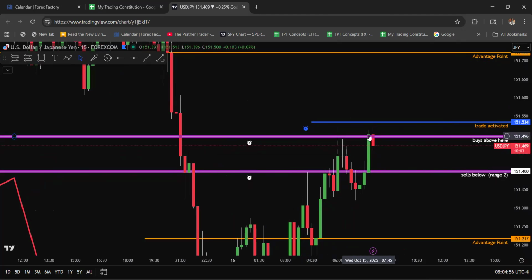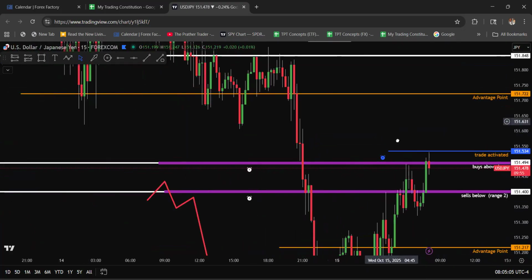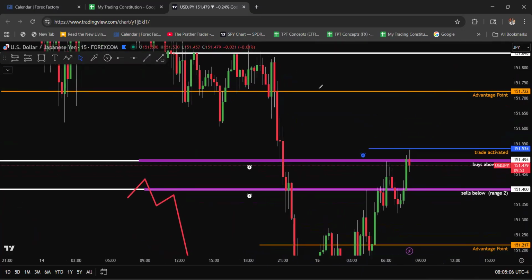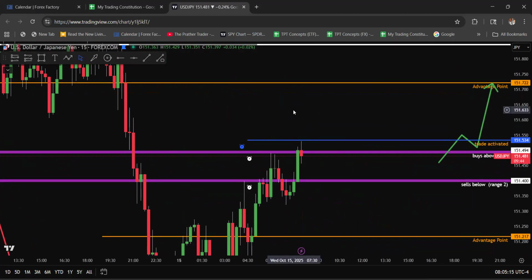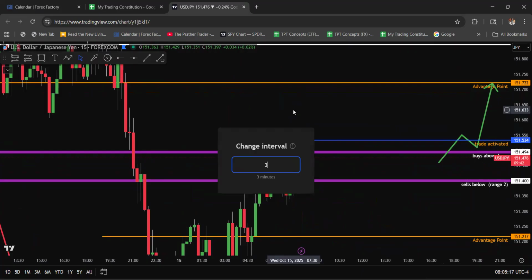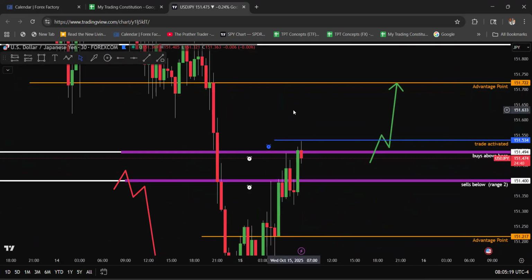But again, we got a closure above. All right, nice bottom wick, retesting this resistance. So if we break these highs, we'll be into a trade. Nice clean traffic here to the left. All right, got about 9 minutes for this 15-minute candle to close and 24 minutes for the 30.